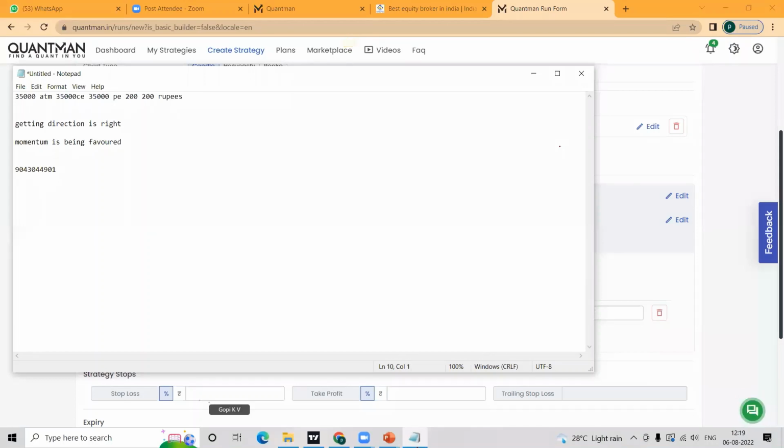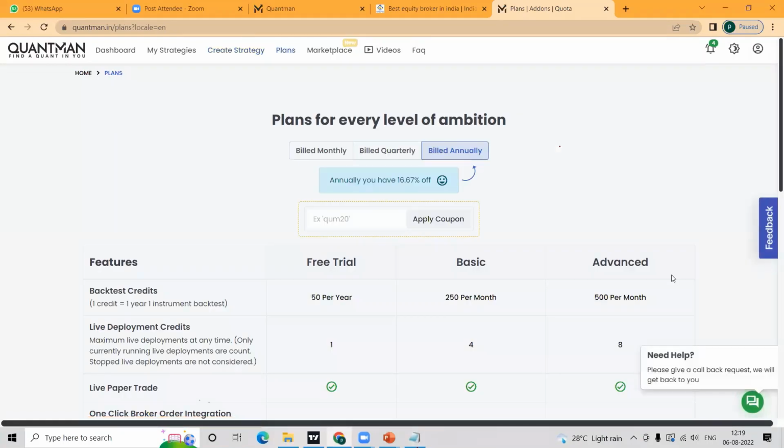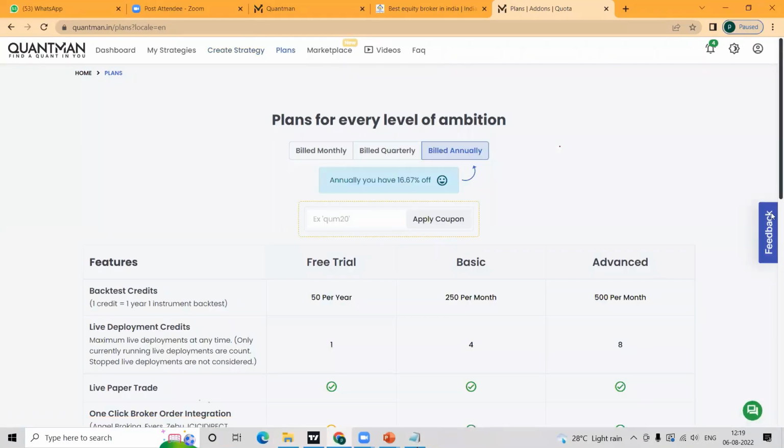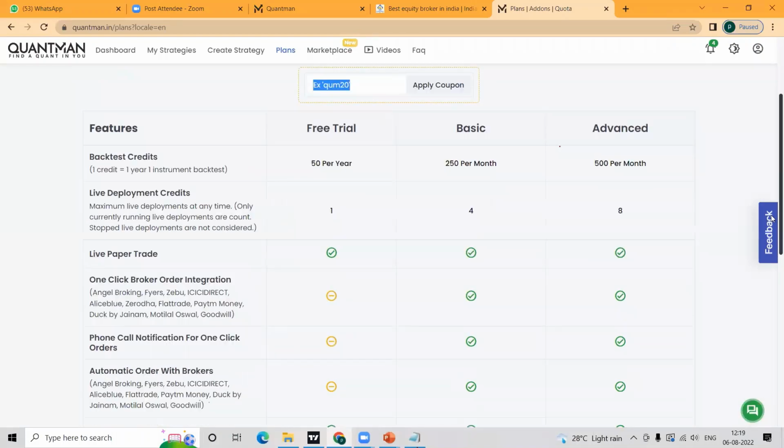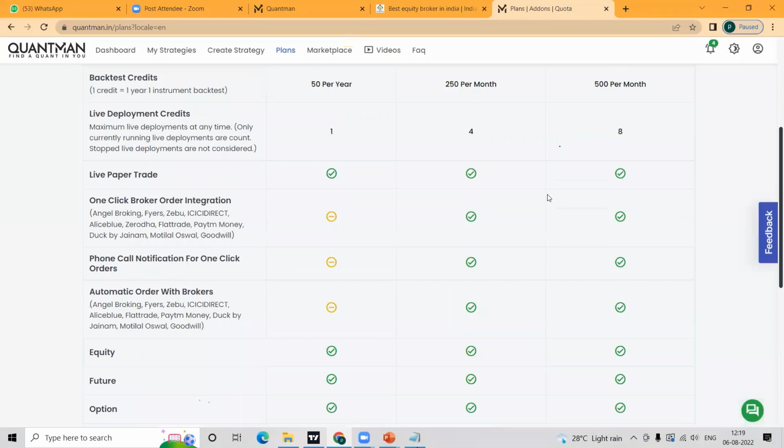Sir, how many trades can we have at a time, simultaneously? We have two plans, sir. In one plan you can put 4 live trades at a time. In the advanced plan, you can put 8 live trades at a time. If I take the 4 live trades plan, how much is it? 1,000 rupees per month, sir. If you go for 8 live trades, it costs around 1,500 rupees.